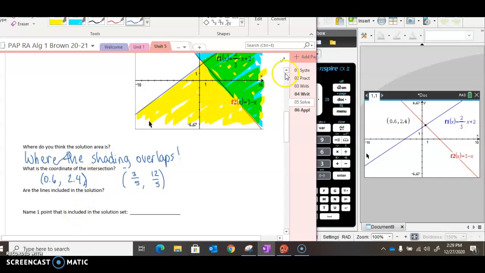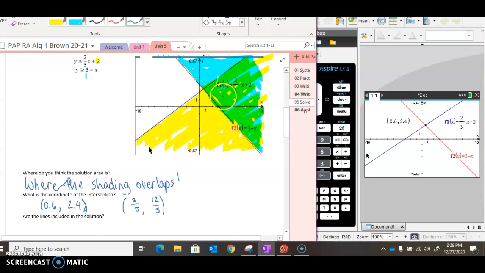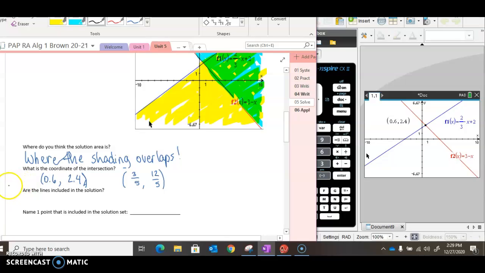So now the next question asks, are the lines included in the solution? So this is a or equal to, right? It says or equal to. So does that mean that the lines are included in the solution? Absolutely. Yes, because they're solid. Because the lines are solid, they're included in the solution set.